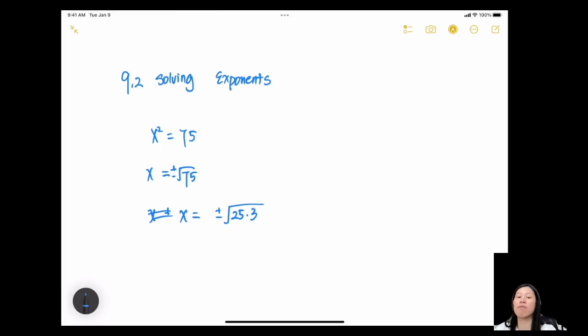That means it can be factored out. When you take the square root of a perfect square number, it becomes a whole number. So the square root of 25 equals 5. That means x equals positive 5 times the square root of 3, or x equals negative 5 times the square root of 3.